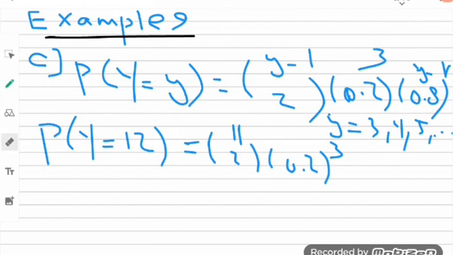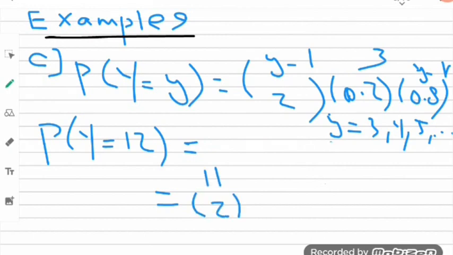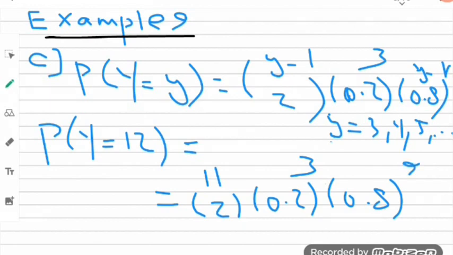I'm sorry, let's move a bit down here. This will be 11 choose 2 times the probability of success all to the power 3 times 0.8, the probability of failure, to the power y minus r, which is 12 minus 3, which is 9. And the final answer is added to this slide. I hope this is very clear. It is a very important exercise.